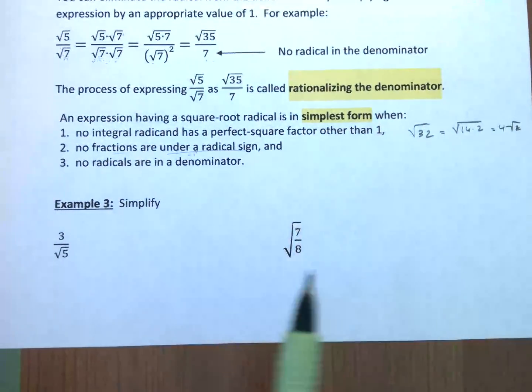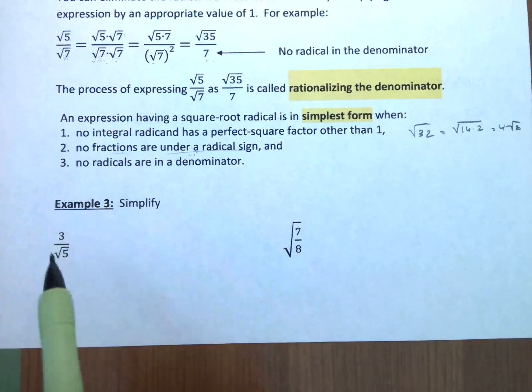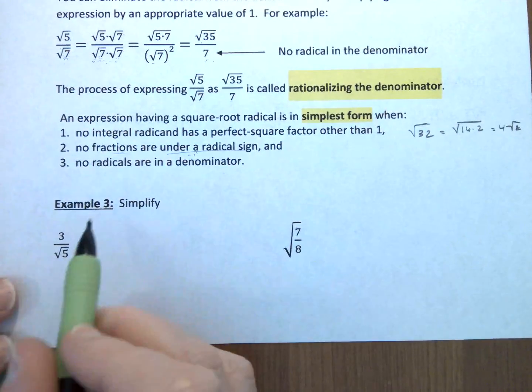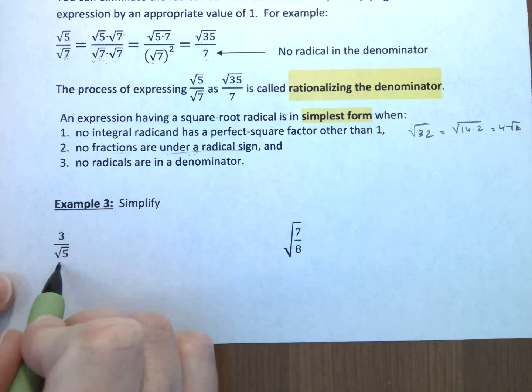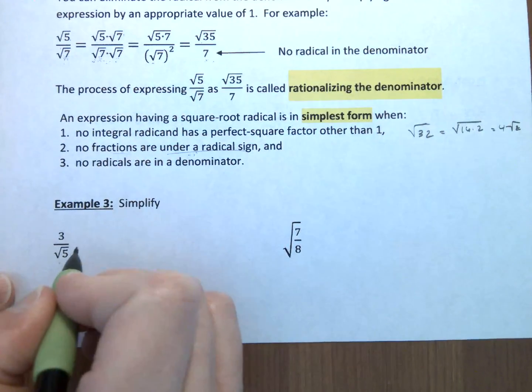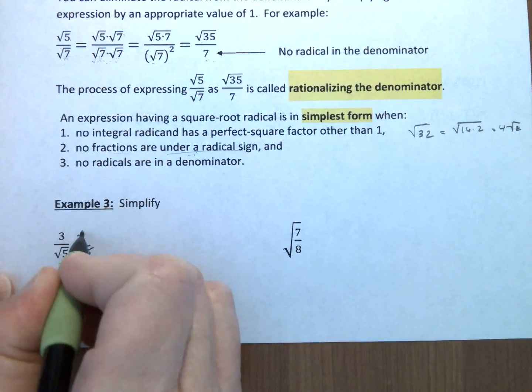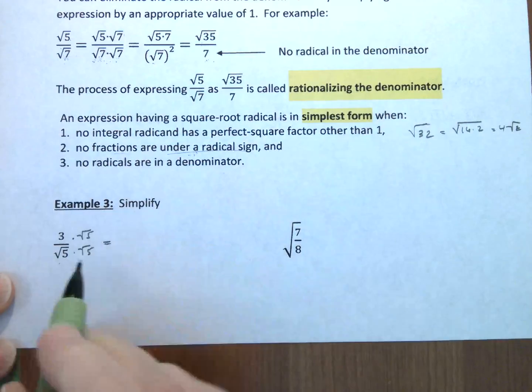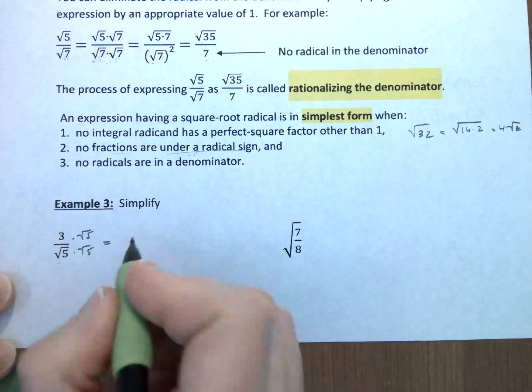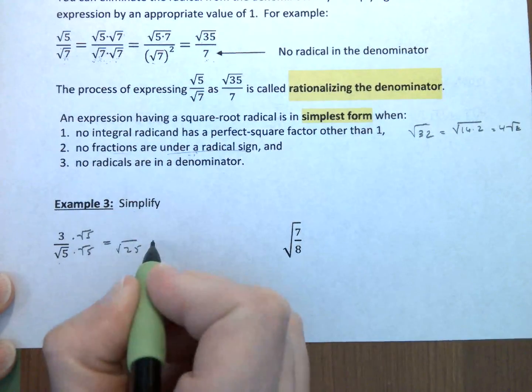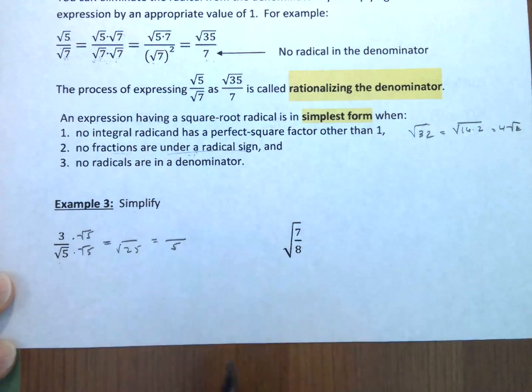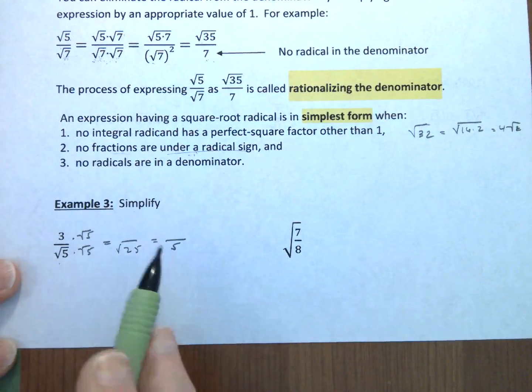Okay, so it'll make more sense when we go through. So if we look at this one, 3 over square root of 5. It's not simplified because I have a radical in the denominator. So to get rid of that, I'm going to multiply the top and the bottom by square root of 5. Square root of 5 times square root of 5 is the square root of 25, and the square root of 25 is 5. Okay, so I've rationalized the denominator.